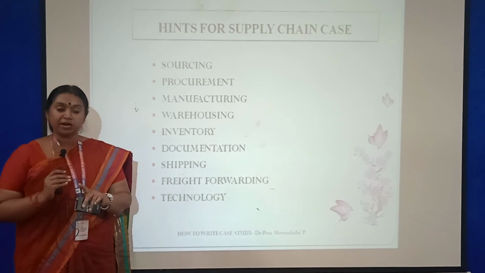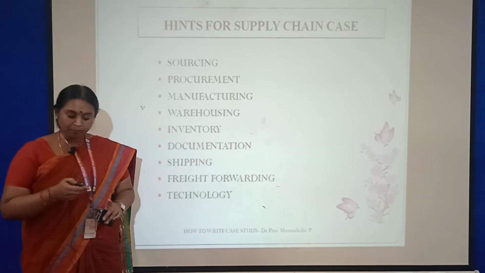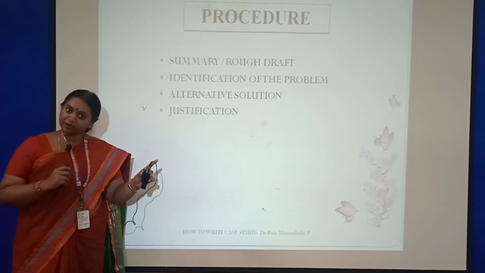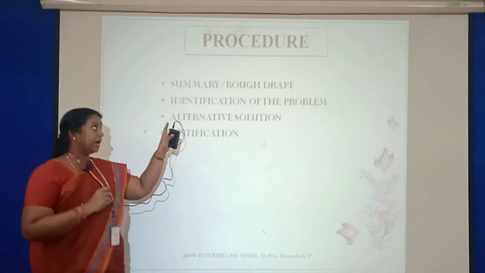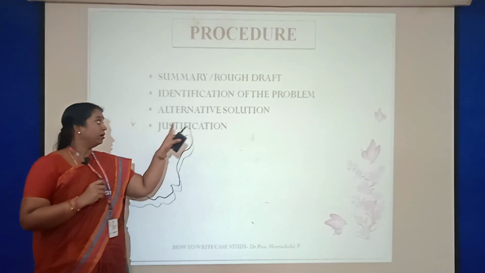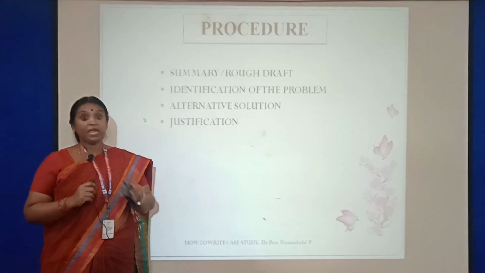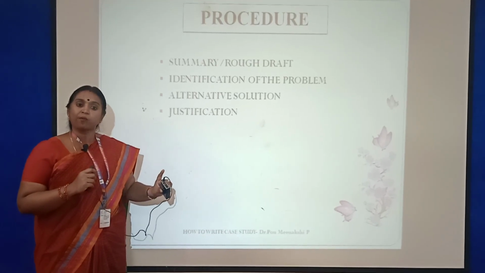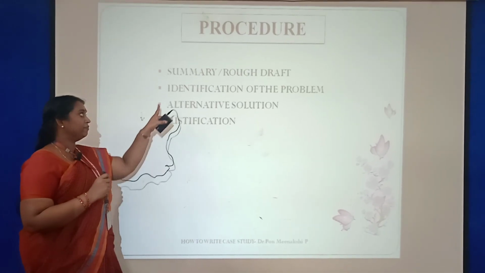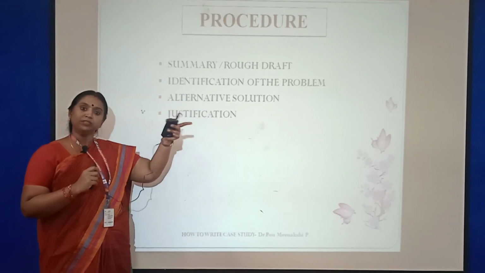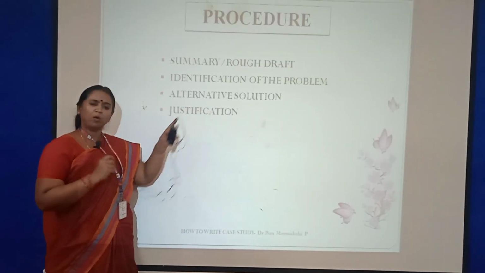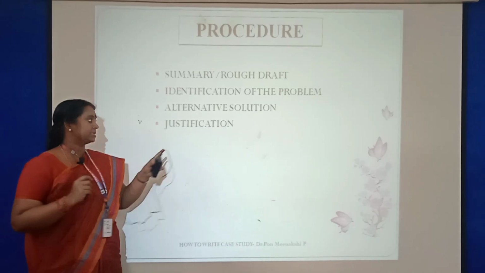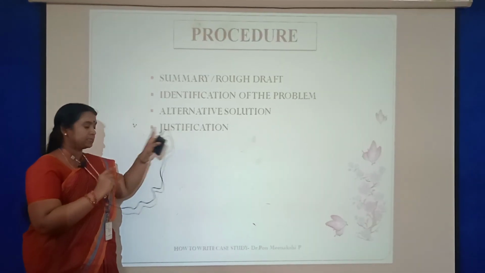Again, let me tell you, summarizing, there are 4 main points in the case study: summary or rough draft of 10 to 15 lines, identification of problem, alternative solution, and justification. If it is a closed-ended case, write the summary. Next, move on to the first question. Then you write the identification of the problem; you can take it from the question itself. Then the alternative, you can write a subtitle and again 3 lines like that. Justification. Second question, again these 3 points.